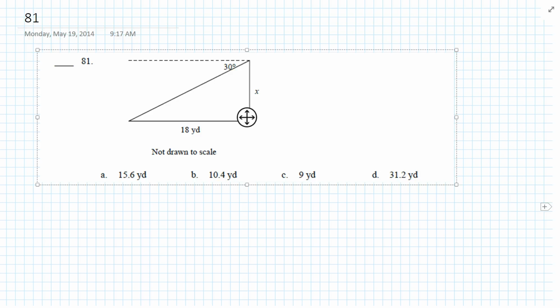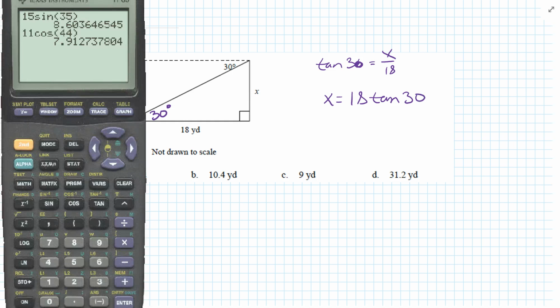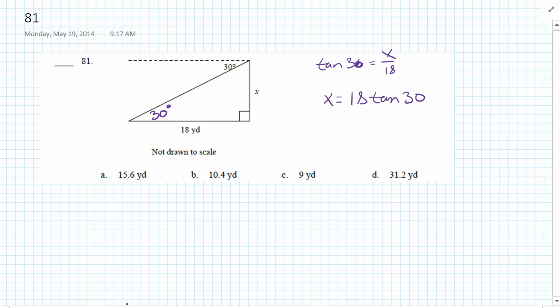Okay, easy calculator work. Okay, if we know this is 30 degrees, we're not even going to worry about 30, 60, 90 triangles right now. We can just say we know the tangent of 30 is equal to x over 18. Or x is going to equal 18 tangent of 30. So 18 tangent 30, 10.39. Answer B, 10.4.